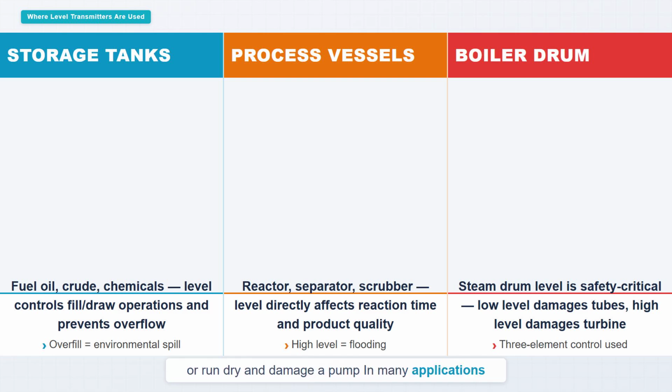In many applications, the level transmitter signal feeds directly into a level controller that opens or closes a control valve to maintain a safe level set point.